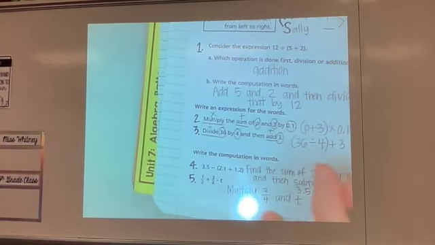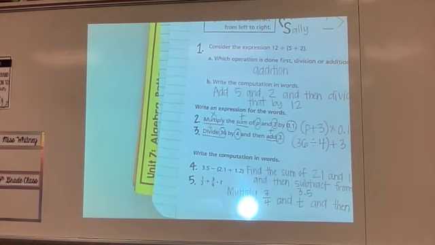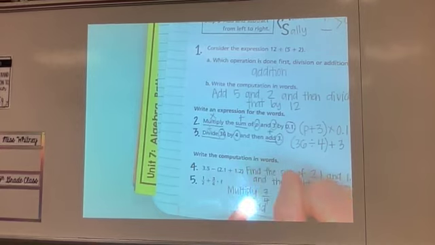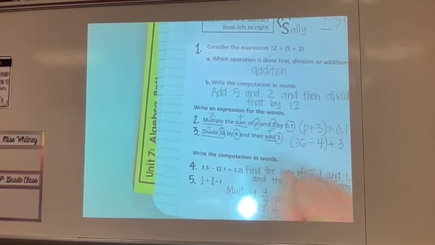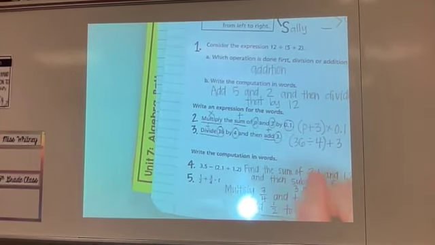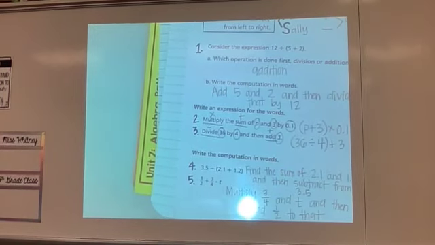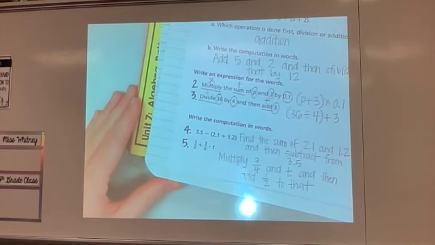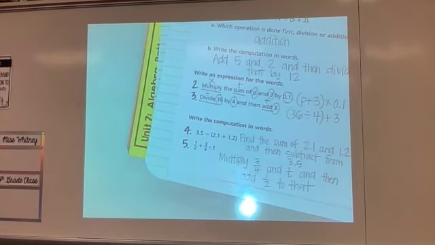And then I need to put my second step into words. So I would multiply 3/4 and t and then add 1/2 to that. So I would multiply 3/4 and t and then add 1/2 to that answer that I got.